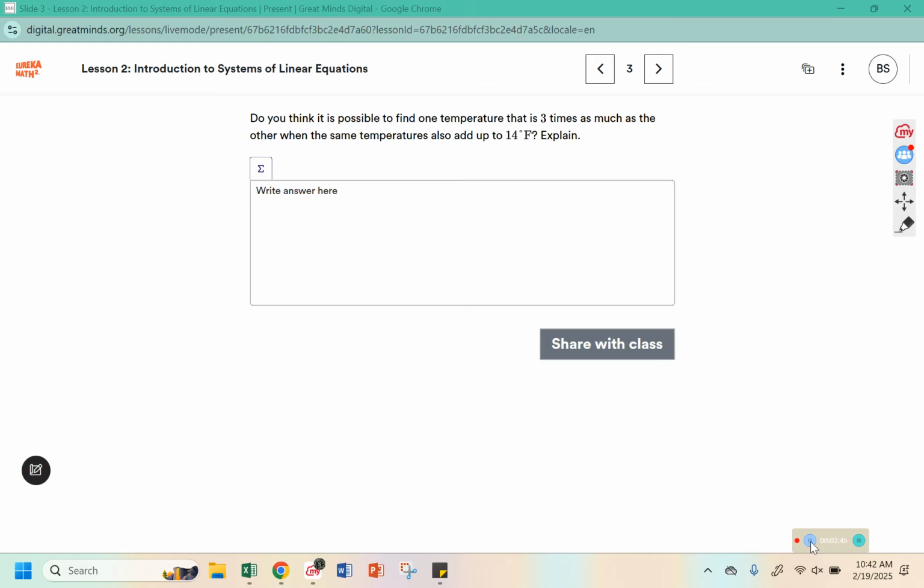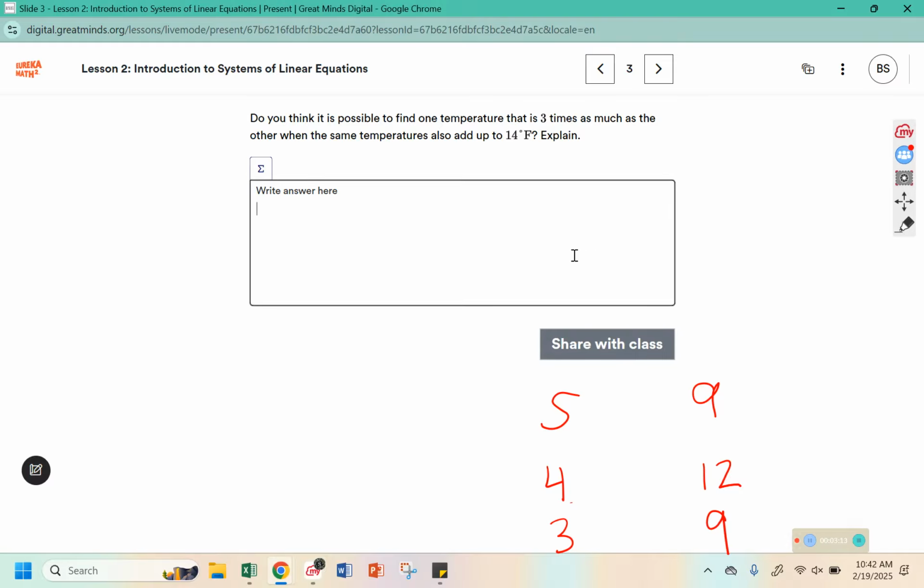So for example, we used 5 and 9. Those added up to 14. But if we did 4, times 3 would be 12, but 4 plus 12 isn't 14. 3 tripled would be 9, but 3 plus 9 doesn't equal 14. So I think it's possible, but I don't think that they would be whole number degrees. I think it would have to be in the middle.